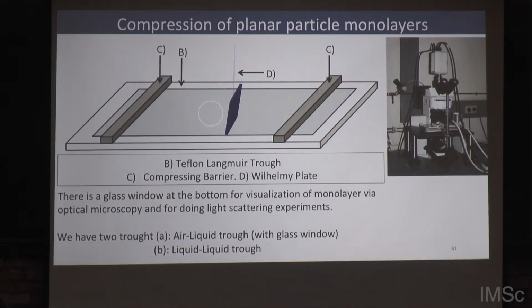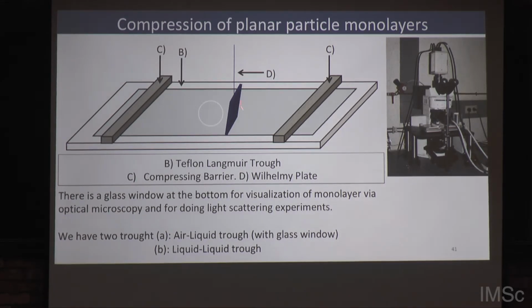I begin with putting a certain number of particles at the surface, and I move the barriers, and by moving the barriers I can change the area. The area that I am changing is the area that is available for the particles at the surface. There are troughs where you have a small glass window which I can use for doing either optical microscopy, or some light scattering experiment as I am compressing. That is basically the microscope, and that is the Langmuir trough. These are the barriers that you see here, and you can do some in situ measurements.